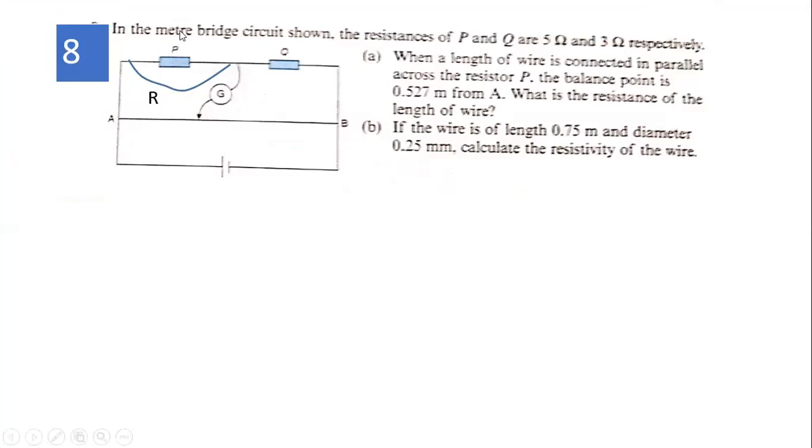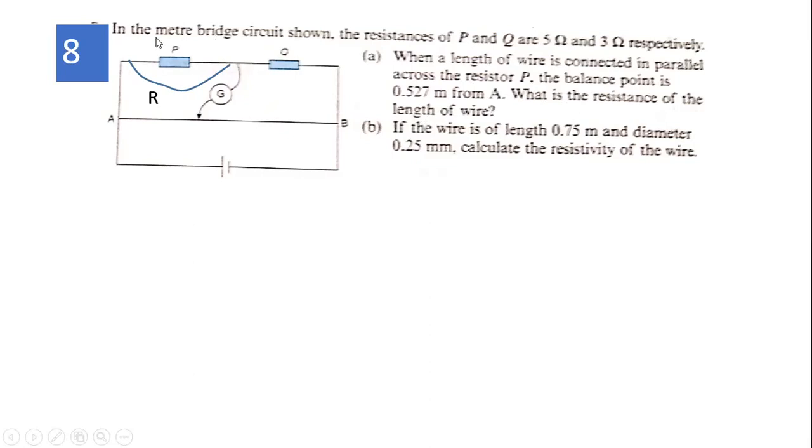Okay, in the meter bridge shown, the resistances P and Q are 5 and 3 ohm respectively. When the length of wire is connected parallel to P wire, the balance length is that length there, 0.527 meter from A. What is the resistance of the length of wire?